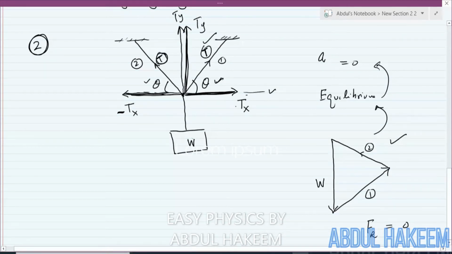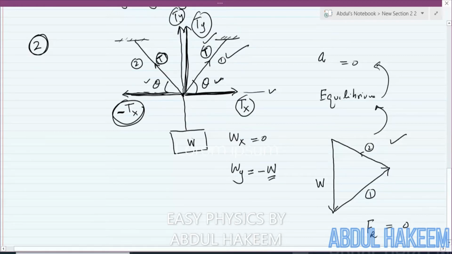So for the right side tension we have Tx and Ty, for the left side tension minus Tx and Ty, and the weight is acting exactly downward, so its x component is 0 and its y component downward is the weight itself. We have done this.